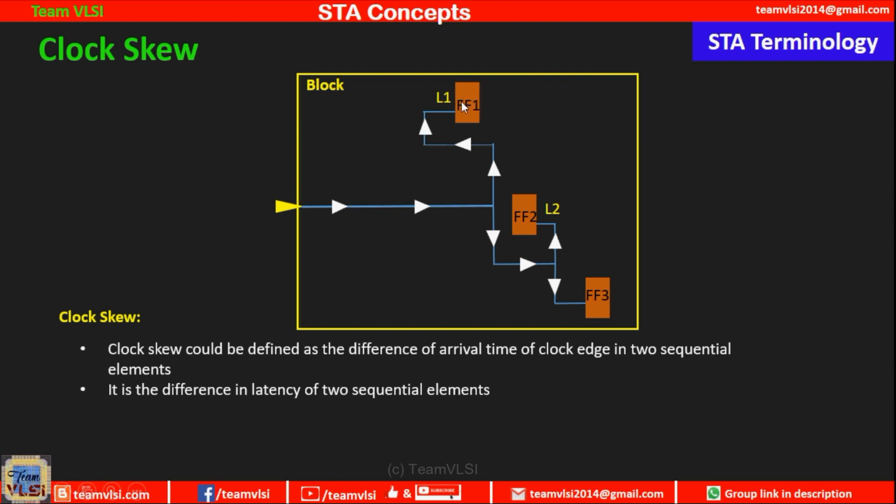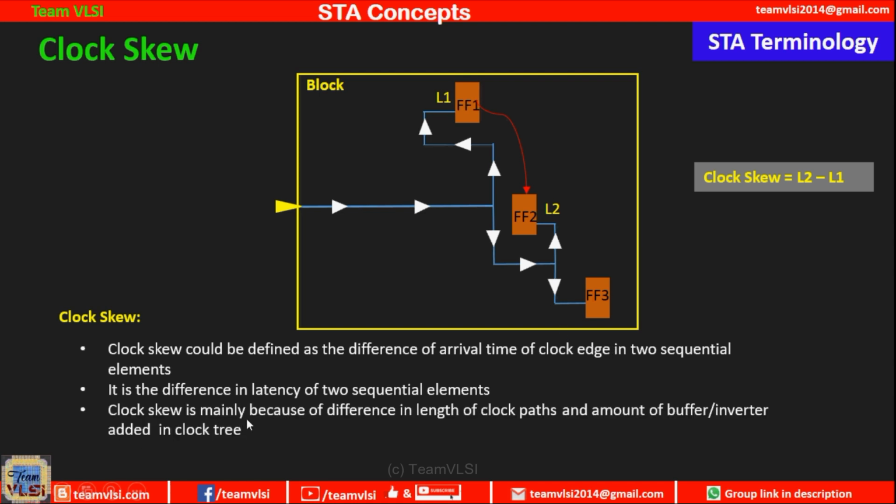Suppose flip flop 1 has latency L1, meaning network latency, that is the delay of the clock to propagate from the clock definition point to the CK pin of flip flop 1. The clock latency for flip flop 2 is L2, and there exists a data path from flip flop 1 to flip flop 2. Then we can define the clock skew as the latency of the capture flop minus the latency of the launch flop, right? Here clock skew is L2 minus L1.